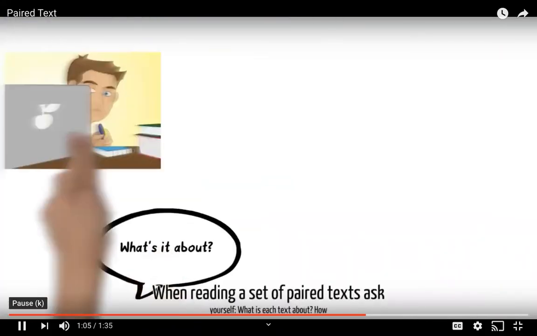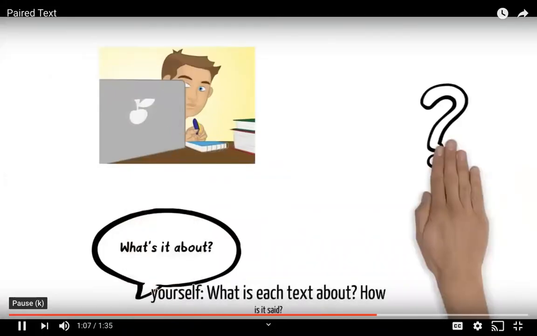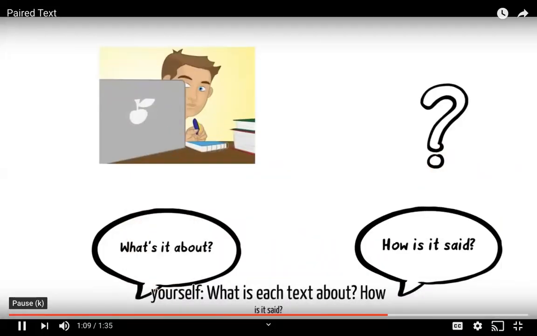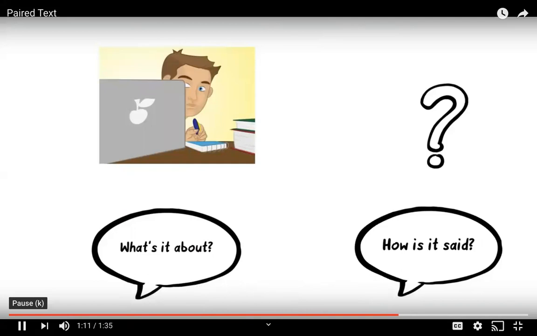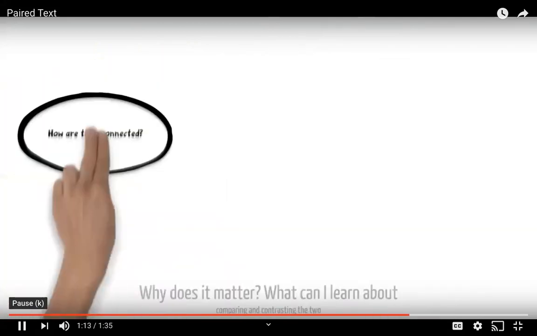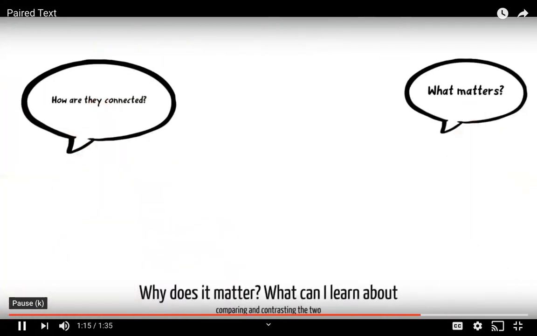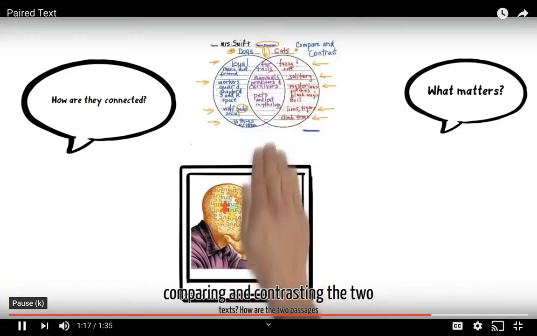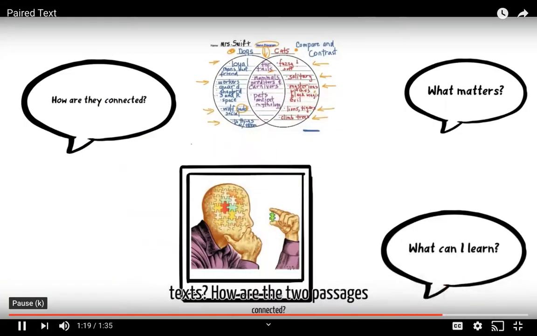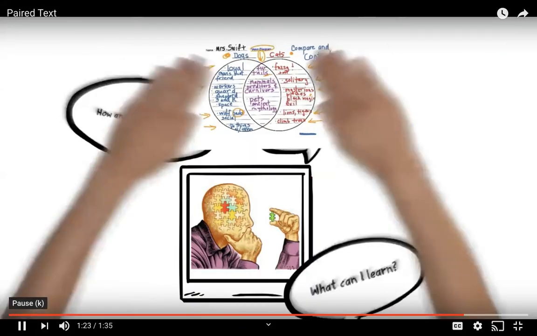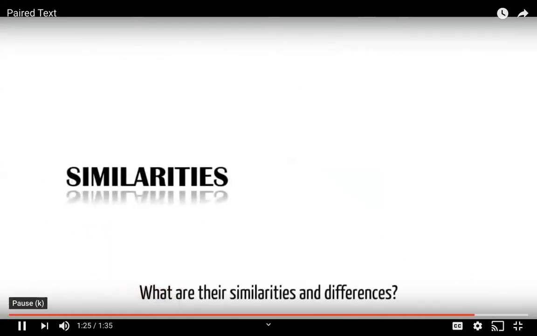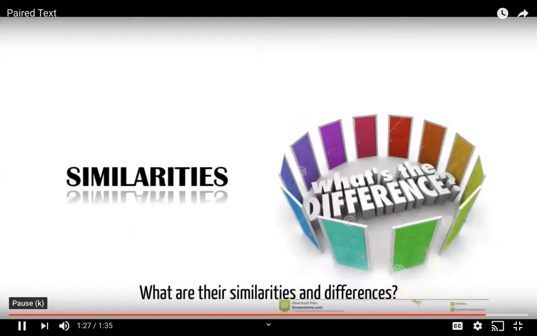When reading a set of paired texts, ask yourself, what is each text about? How is it said? Other things to ask: why does this matter? What can I learn about comparing these sets? And how are the two passages connected? Also ask, what are their similarities and differences?